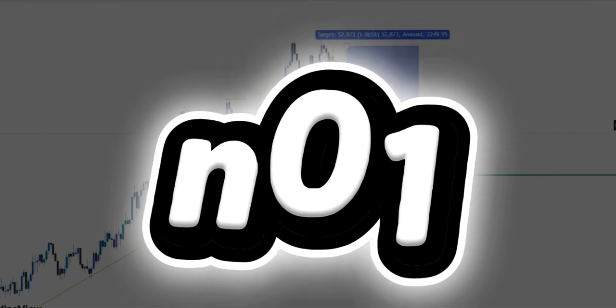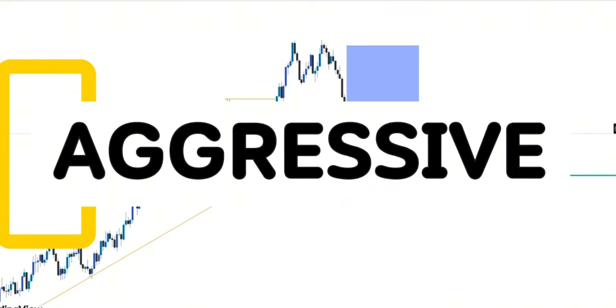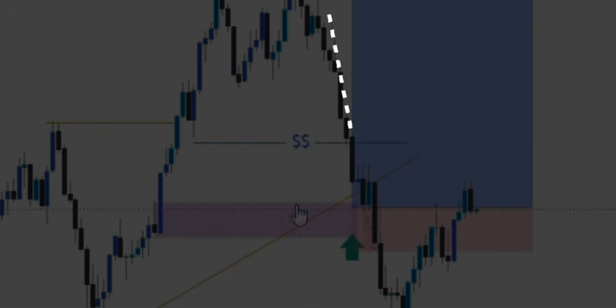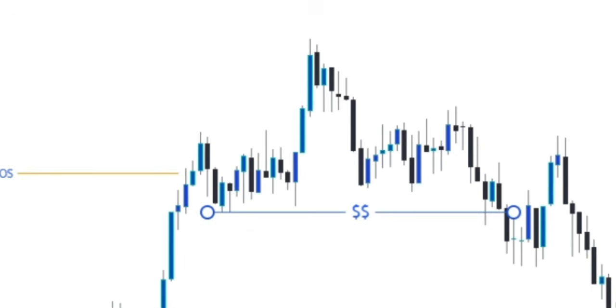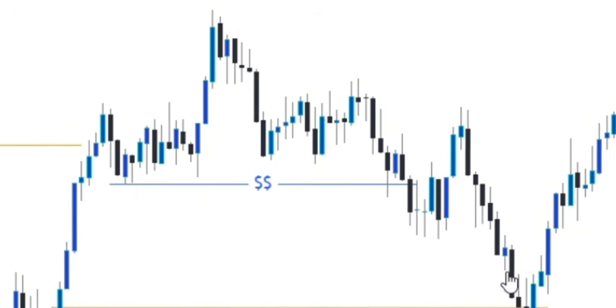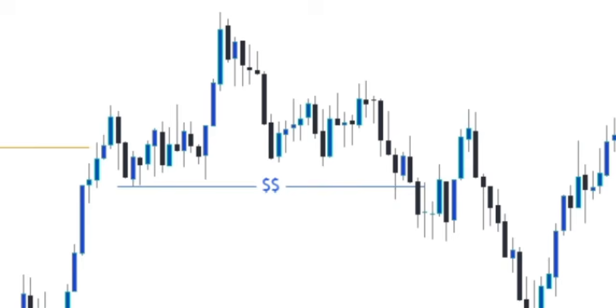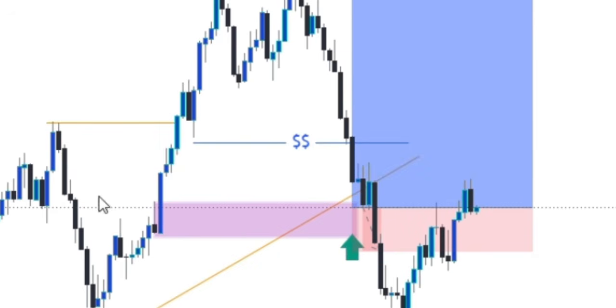The first way is aggressive, which is the aggressive approach to our POI. The second one is a conservative approach to our POI. So what is the difference? Let me show you. Now, if you look, we have our break of structure right here. After a break of structure, the price pushes up and gave us the first pullback. If you have watched the video, you already know exactly what I'm doing here. So that's the first pullback.